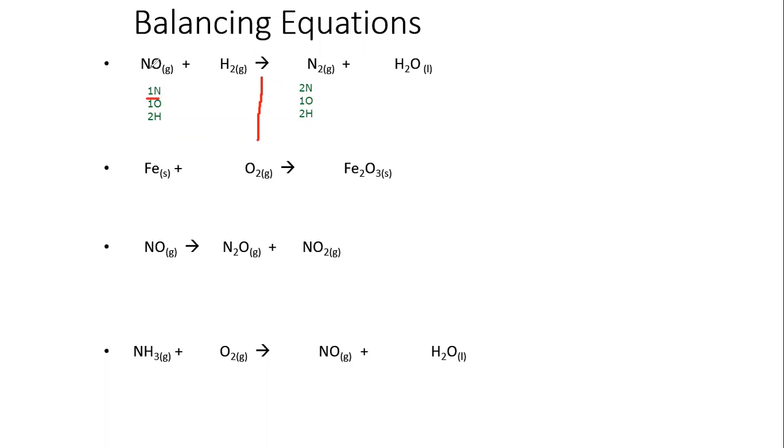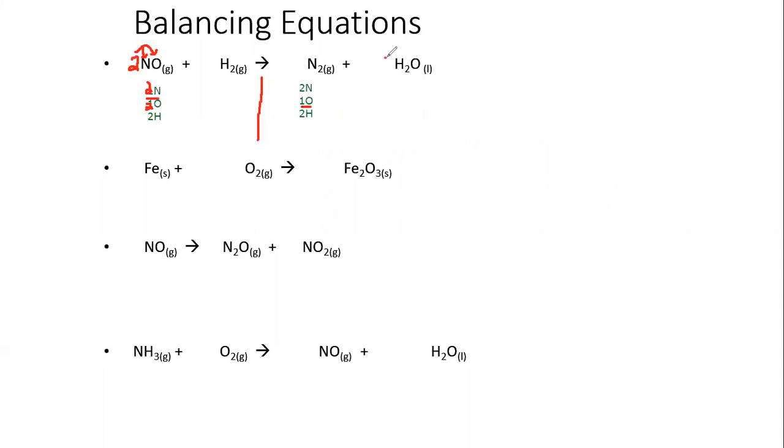So what we're going to do is put a 2 in front of NO. Again, that 2 gets distributed to the nitrogen and to the oxygen. So now we have 2 nitrogen and 2 oxygen. So now this directs us to what we need to balance next. You see on the reactant side, we have 2 oxygen. On the product side, we have 1 oxygen. Secondly, the hydrogen are still balanced. So now we need to balance the oxygen.